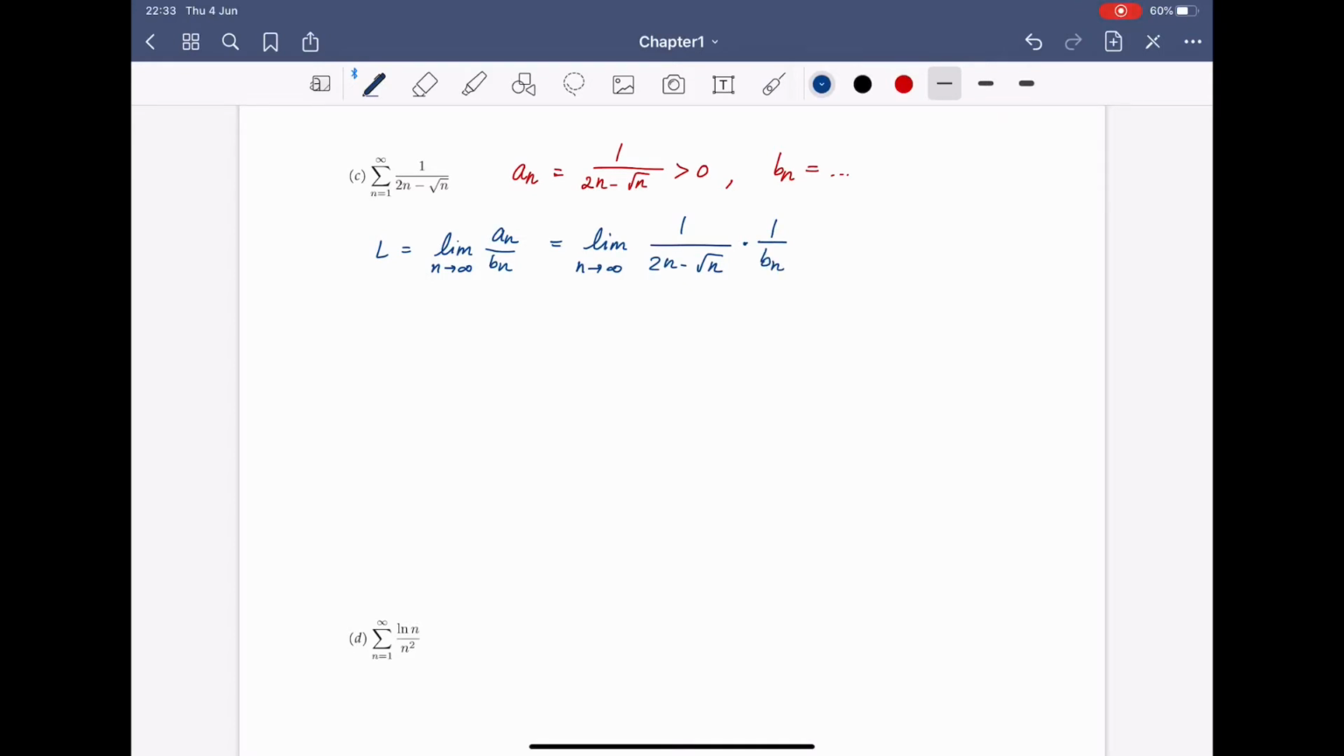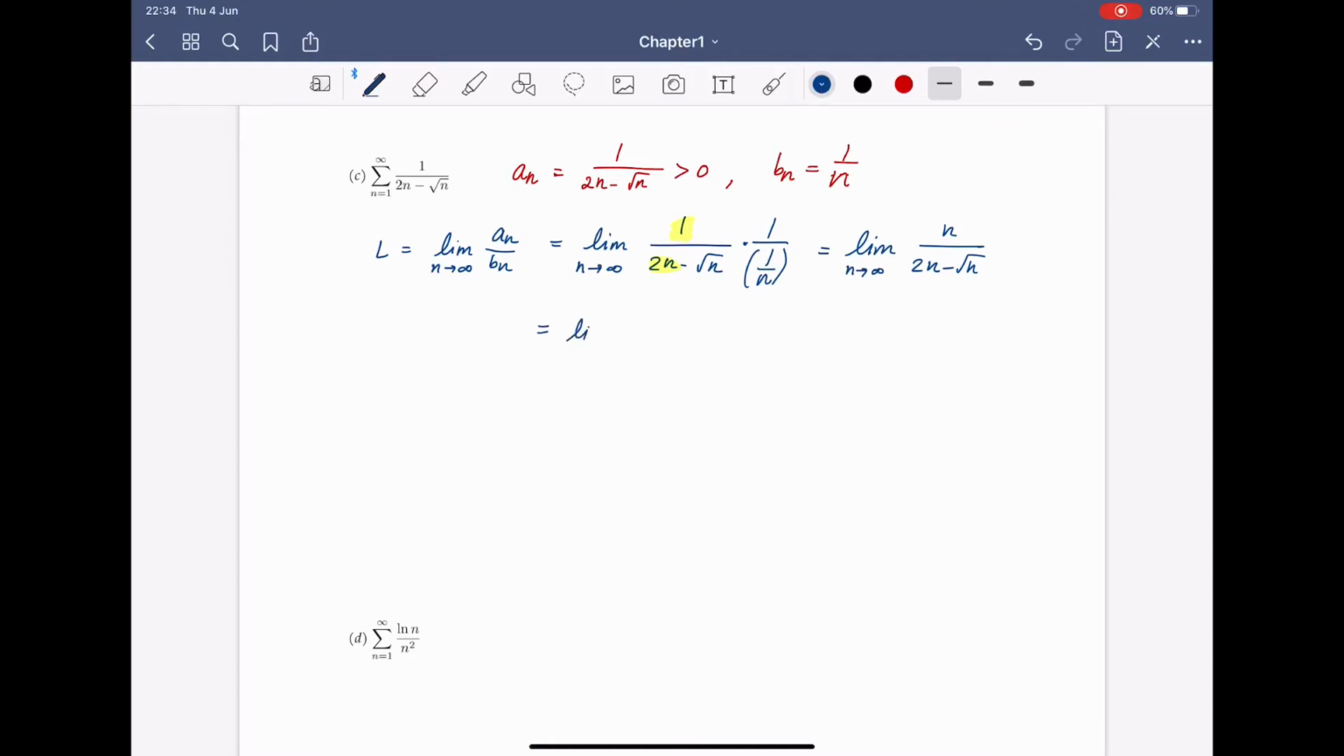So here, because I have a polynomial 2n here, I need one more n on the top, so it can balance it, and then I can compute the limit easily. So what I'm going to do is pick my b_n to be 1 over n. For this reason, I am going to have 1 over n here. And that will give me the limit of n over 2n minus square root n, right?